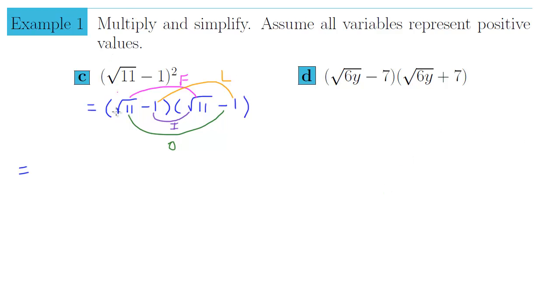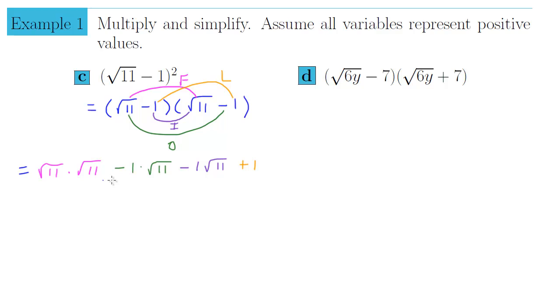So let's write it all out. We have to do root 11 times root 11. So root 11 times root 11. Then we have to do root 11 times negative 1. So minus 1 times root 11. Then we have to do negative 1 times root 11 again. So minus 1 times root 11 again. And then finally, for our two last terms, we have to do negative 1 times negative 1. So plus 1.